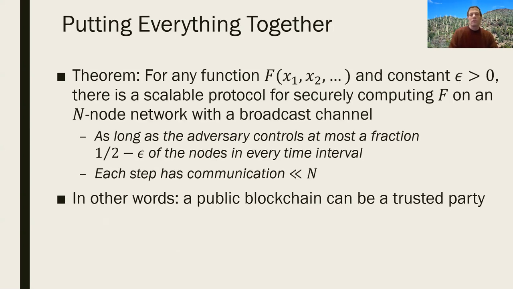So when we put everything together, we get the following theorem. For every multi-party function F and any constant epsilon strictly greater than zero, there is a scalable protocol for securely computing F in an N-node network with a broadcast channel that's secure as long as the adversary controls at most a fraction of half minus epsilon, and each step has communication which is much smaller than N. So in other words, a public blockchain can be a trusted party, and we can have a scalable implementation of secure computation in this environment, even in the setting where the adversary is adaptive, even in the setting where you only use the broadcast for communication, even in that setting.